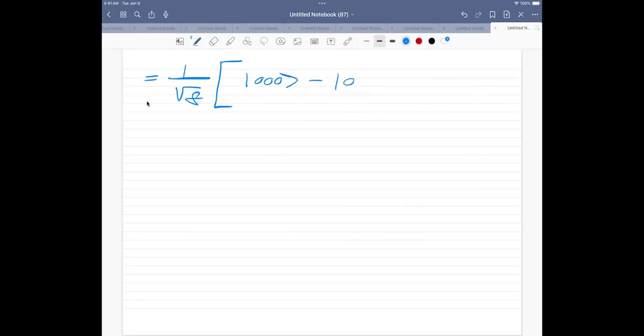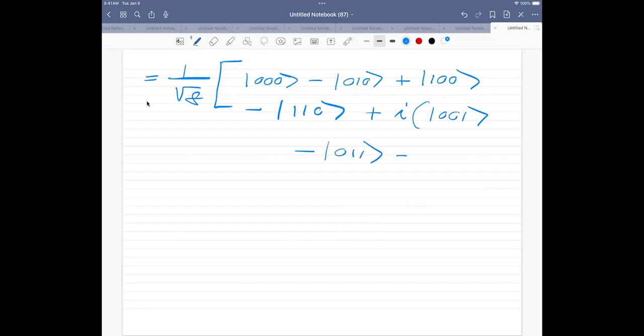And then we have |010⟩ plus |100⟩ minus |110⟩. And then I have the imaginary part, plus i times (|001⟩ minus |011⟩ plus |101⟩ minus |111⟩), and the final parenthesis end.